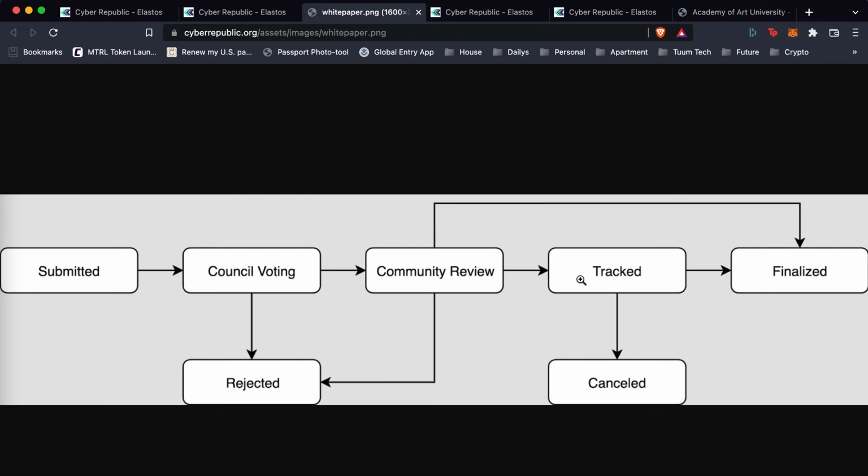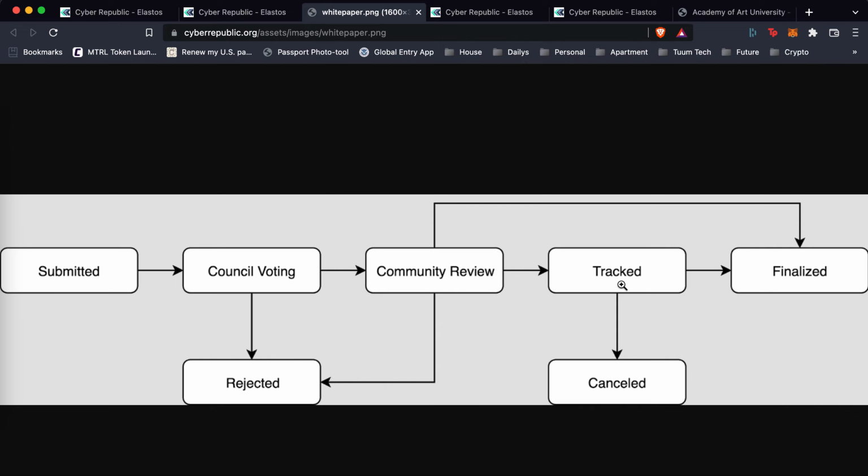So basically, after the notification period, one thing to note is the community review is a total of 7 days. Within the 7 days, if the community likes it, then the proposal goes through, and it goes to the tracked period. This is basically the notification period where the proposal enters the implementation period, during which the implementation of the proposal is conducted.